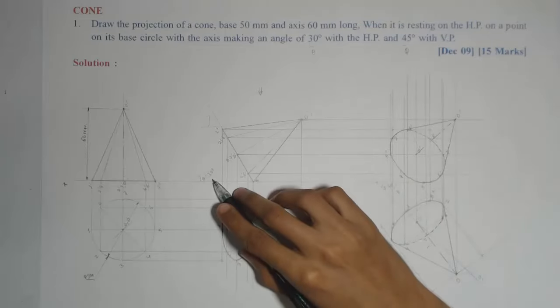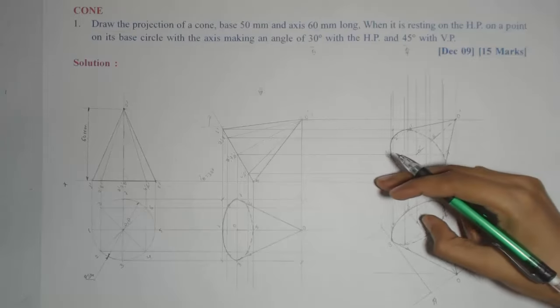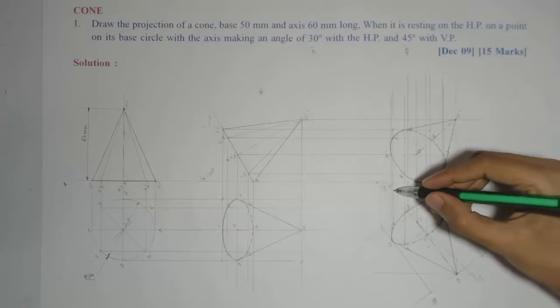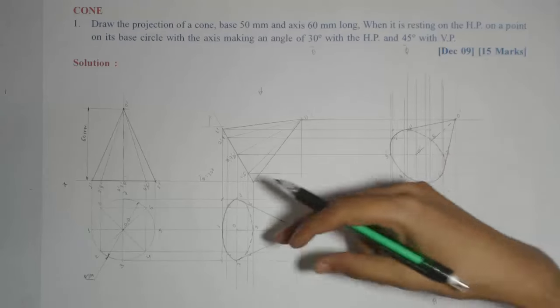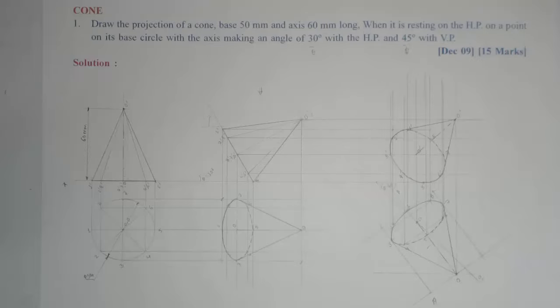Then this theta we have already marked 30 degree, and 45 degree phi is already marked, but that is for true axis length, true inclination. So initially we marked apparent inclination because we need to plot apparent axis length. So this completes the solution.